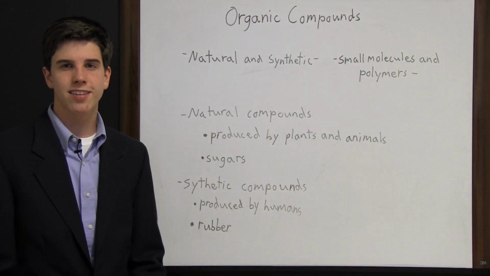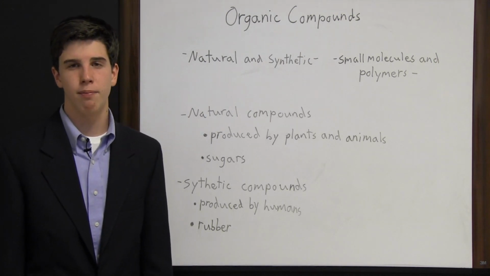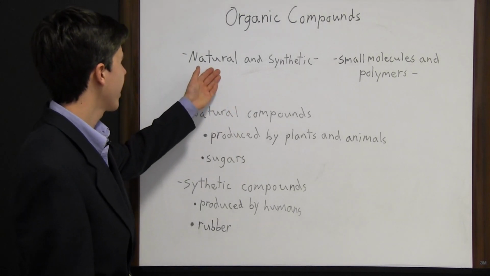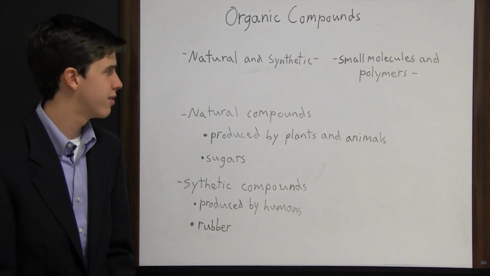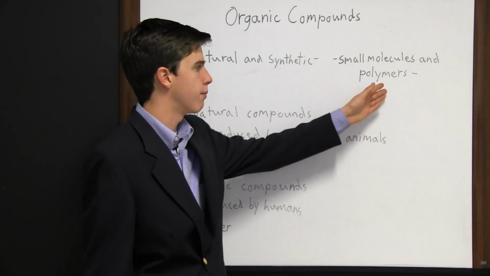Organic compounds are basically compounds that contain carbon. There are two main ways to classify organic compounds. The first is by classifying where they come from. So you would have natural organic compounds and synthetic organic compounds. The second classification system is based upon how large the compounds are. So you have small molecules and polymers.